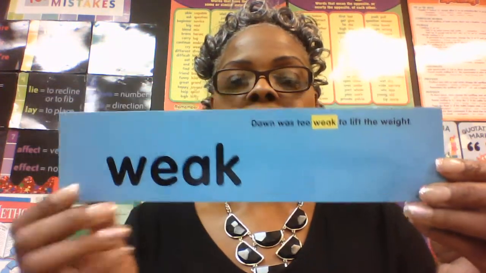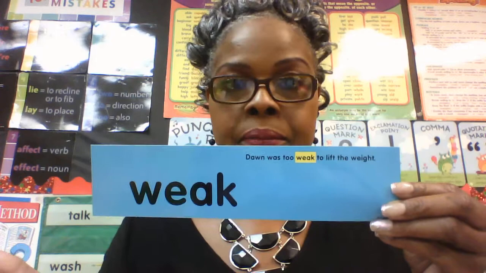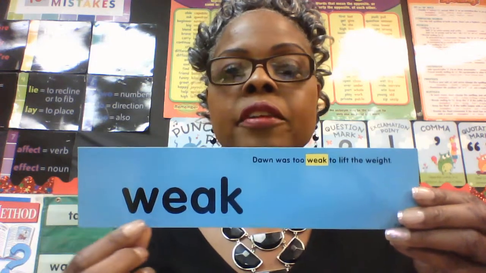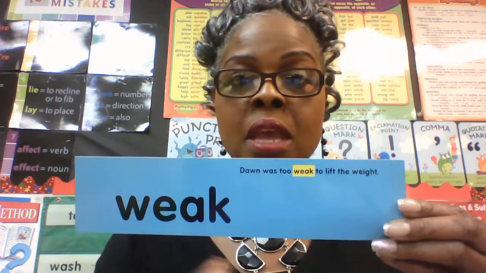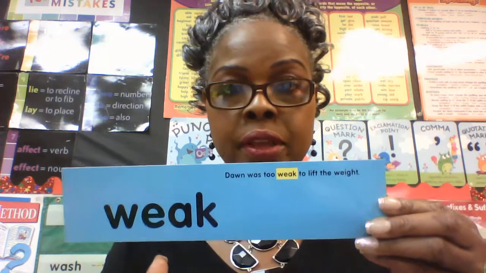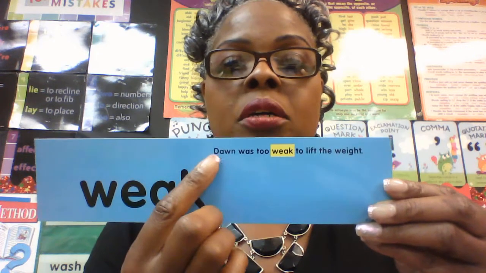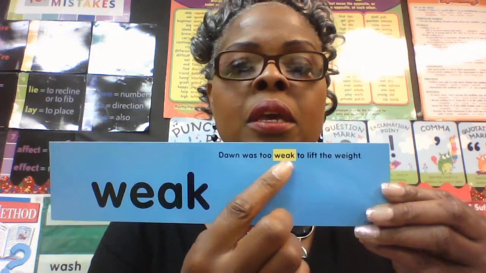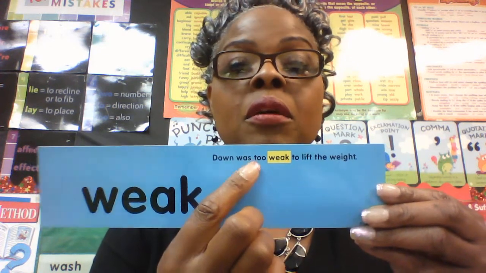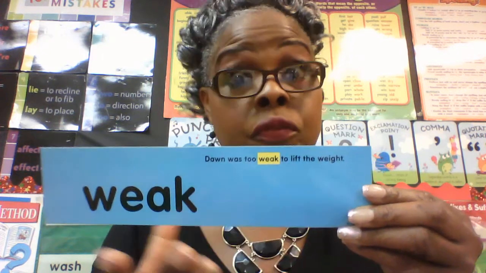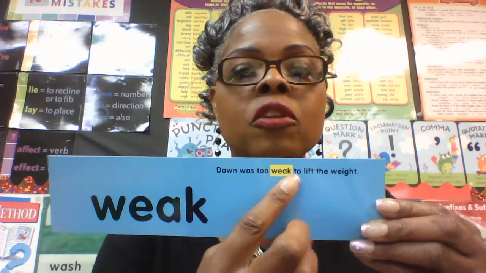Weak. W-E-A-K. This is a homophone. It does not mean the day of the week. That's W-E-E-K. This is weak, as in strength or lack of having strength. W-E-A-K. Dawn was too weak to lift the weight. Too, meaning very. Dawn was very weak. That's another way of saying this statement. Dawn was too weak to lift the weight.